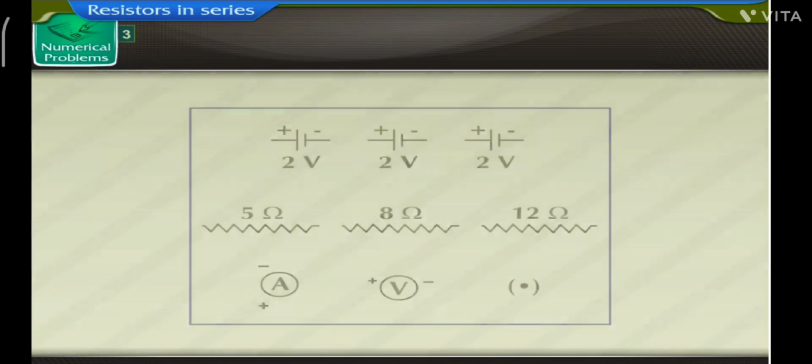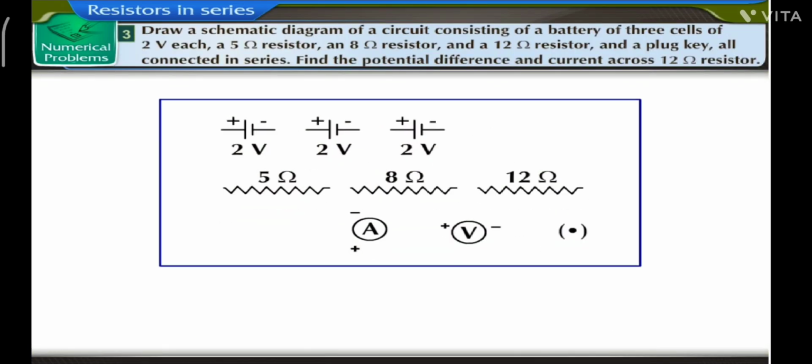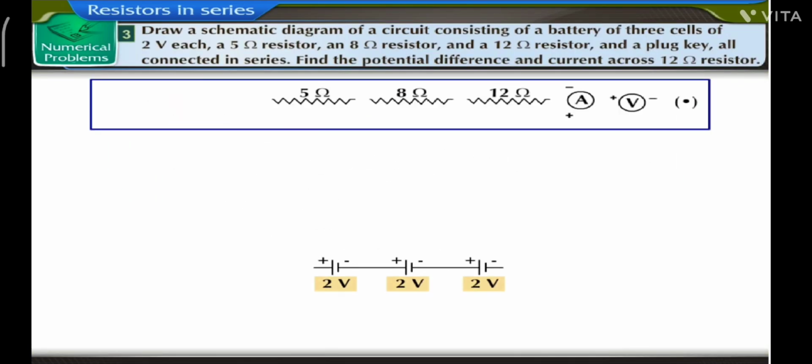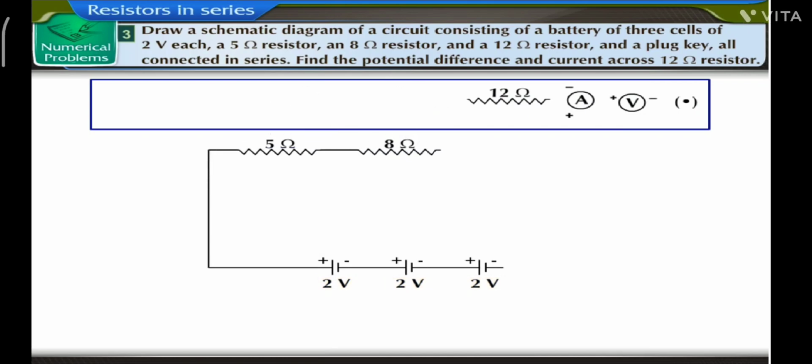3. Draw a schematic diagram of a circuit consisting of a battery of 3 cells of 2 volts each, a 5 ohms resistor, an 8 ohms resistor, and a 12 ohms resistor, and a plug key all connected in series. Find the potential difference and current across 12 ohms resistor.